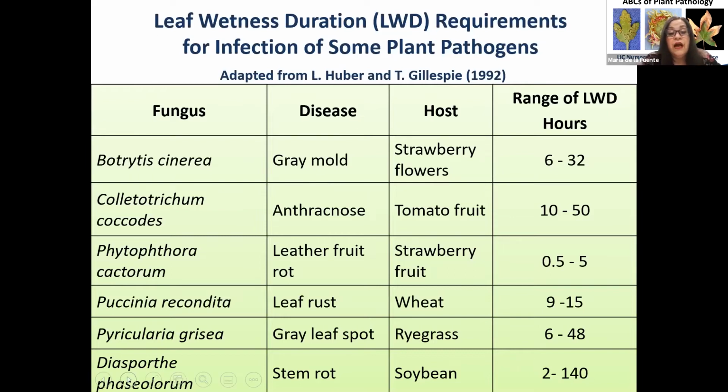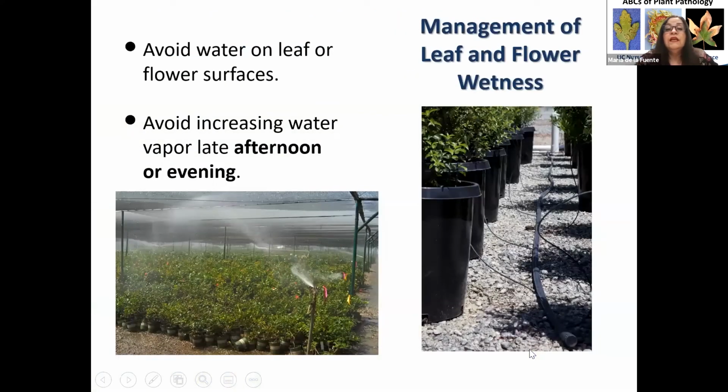Then we have some other rots, like this one, specifically for soybean, that also requires very little exposure time. So right away you think of a mechanism of control, which is to avoid water on the leaves. And this is easily regulated not by this type of watering, but by this type of watering. I am showing here a greenhouse, but you can do this same thing outdoors, in a greenhouse, having the drip irrigation.